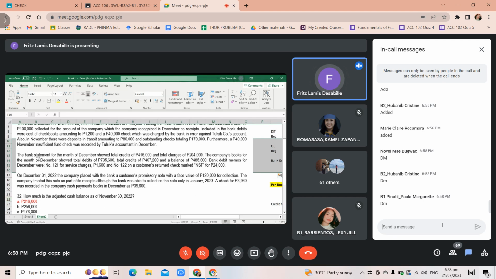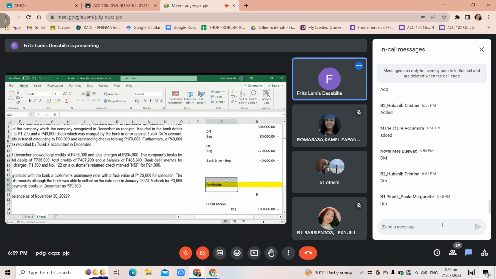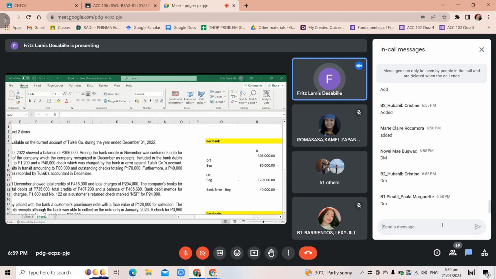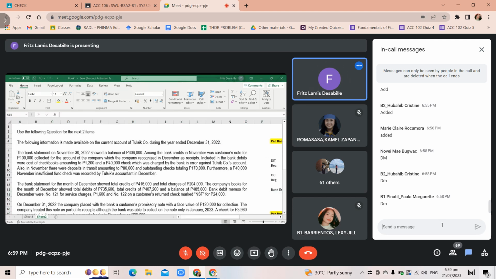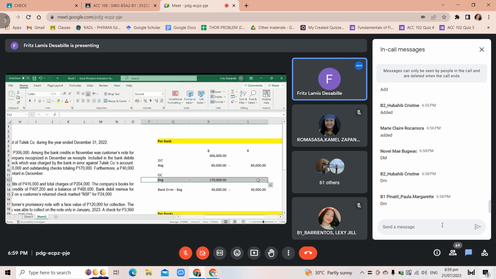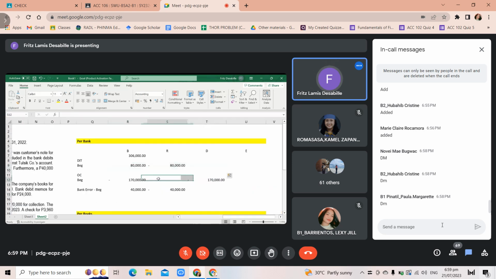The bank statement for the month of December showed total credits of 416. Mag-ingot tag total credits. Credits are what? Receipts, di ba? Again, guys, receipts. 416. Nag-gets ninyo anong receipts ang credits sa bangko? Receipts kay, again, the bank records receipts as credits and charges as debits, or disbursements as debits. So 416 and 204.